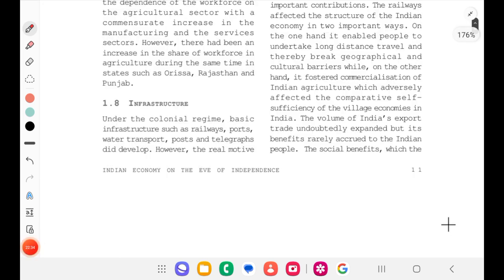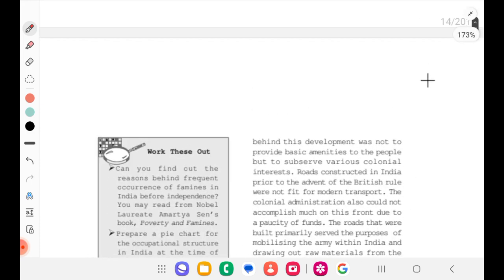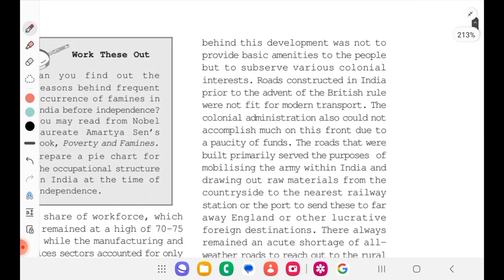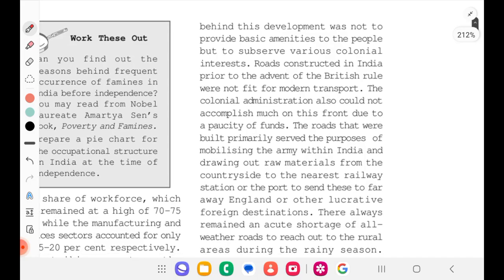Infrastructure. Under the colonial regime, basic infrastructure such as railways, ports, water transport, post and telegraphs did develop. However, the real motive behind this development was not to provide basic amenities to the people but to subserve various colonial interests. Road construction in India prior to the advent of British rule was not fit for modern transport. The colonial administration also could not accomplish much on this front due to a paucity of funds.